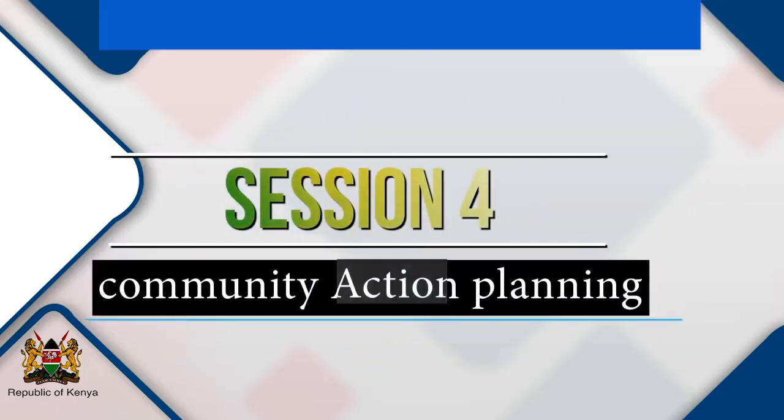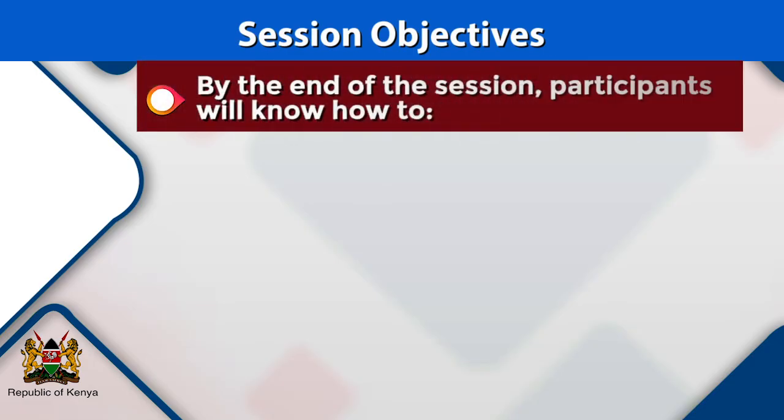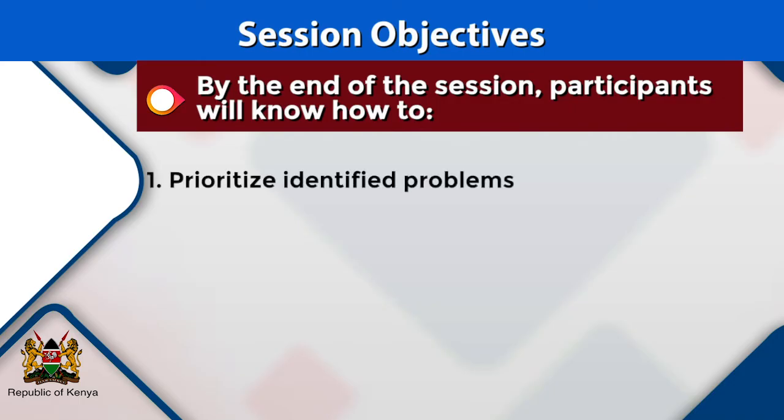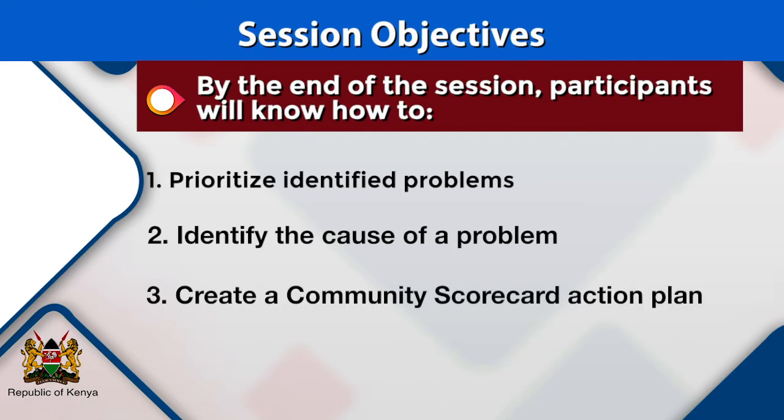Session 4. Community Action Planning. Session Objectives. By the end of this session, participants will know how to: 1. Prioritize identified problems. 2. Identify the cause of a problem. 3. Create a community scorecard action plan.